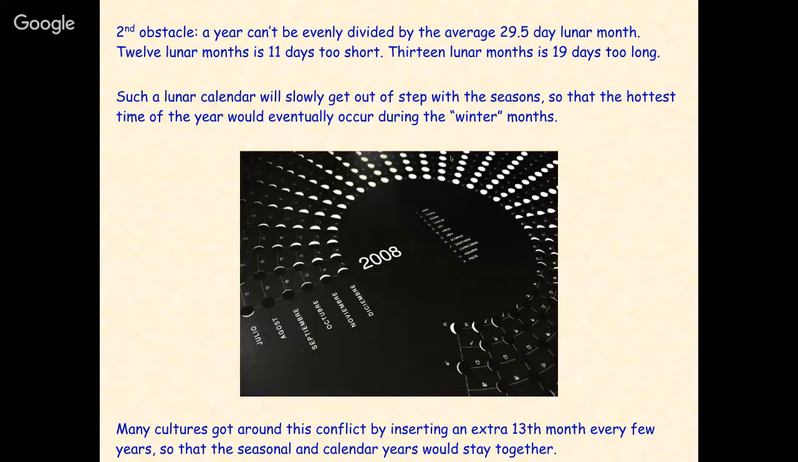And so that is the essence of this synchronization between the seasonal clocks and the clocks that man is going to impose in order to keep a uniform time. So many cultures got around this conflict of not being easily divisible by inserting an extra 13th month every few years so that the seasonal and calendar years would stay synchronized.